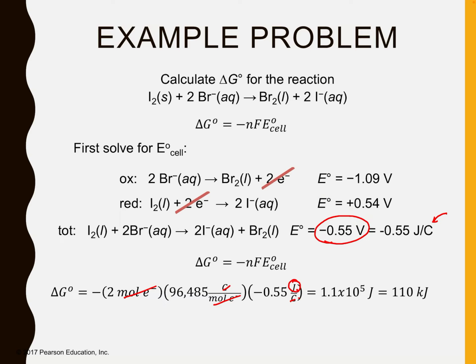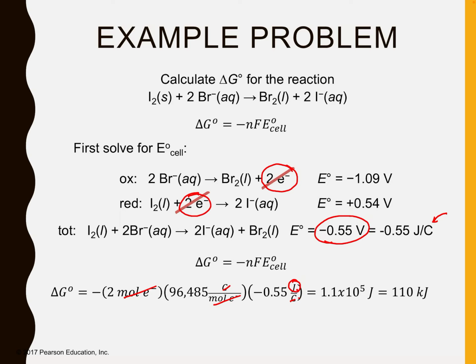But let's go through this. So delta G is equal to negative n, so 2 moles of electron. That's here. Remember when we make our electrons equal? So the number of electrons that we end up losing and gaining during this reaction, that's our n value. So that would be 2 because our bromine reaction is losing those 2 electrons and they're being picked up by the iodine.